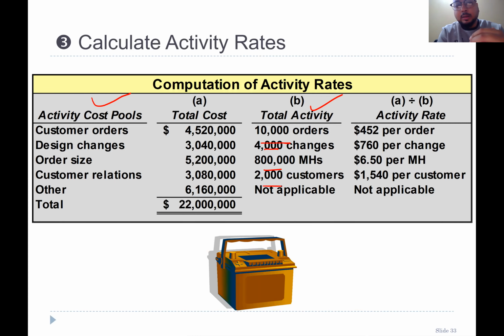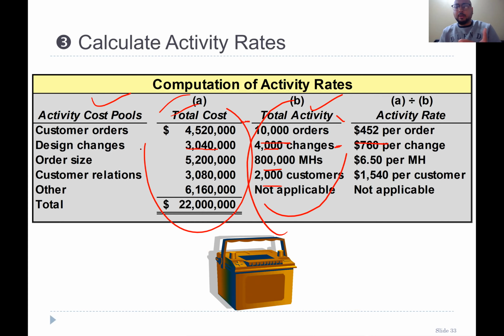the numbers as well. So customer orders depend on the number of orders, 10,000. So the per order activity rate is $452 per order. How is it calculated? So 4.52 million divided by 10,000 customer orders. Similarly, design changes. The cost pool is 3.04 million divided by its activity measure, which is 4,000, and everything would be given to you.